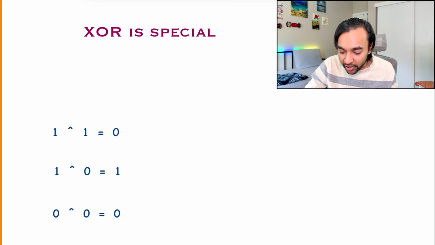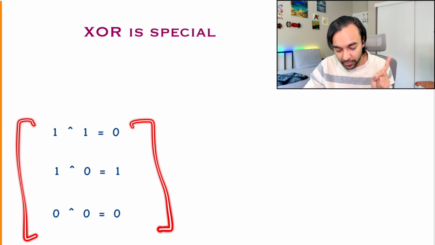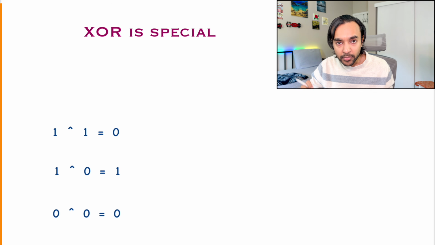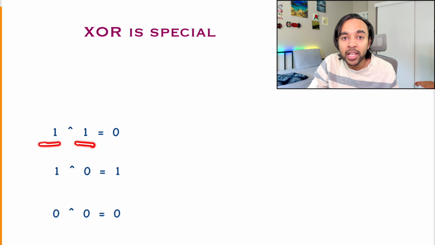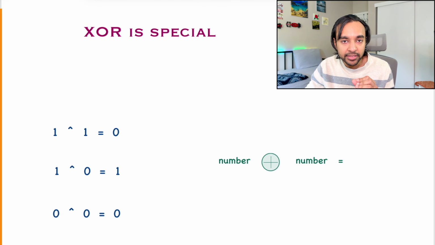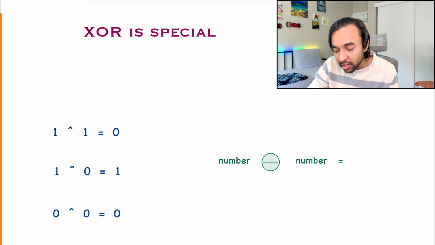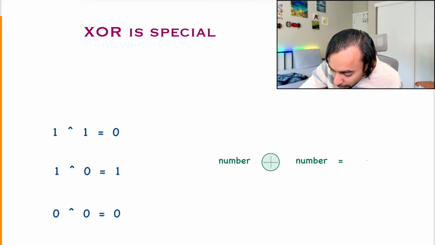I would like to talk about exclusive OR a little bit more. It is actually very, very special. If you think about it, we established three fundamental expressions. 1 XOR 1 is 0, 1 XOR 0 is 1, and 0 XOR 0 is 0. What I'm trying to say is that if I take any number and XOR it with itself, the answer will be 0.